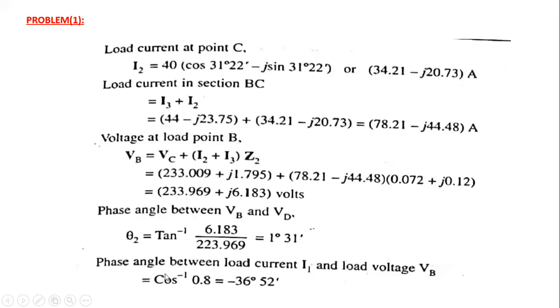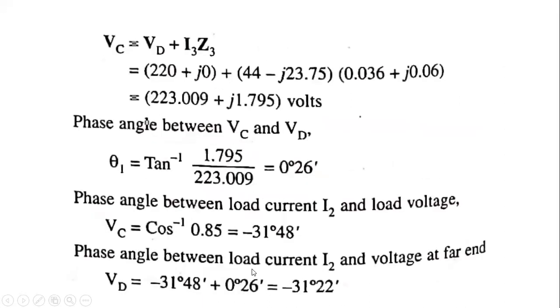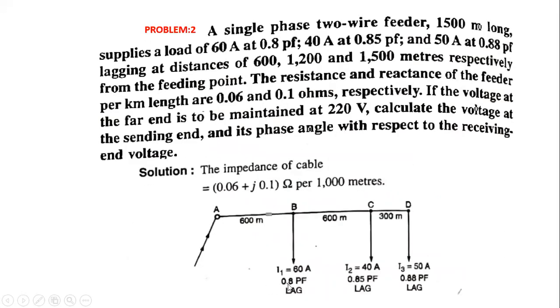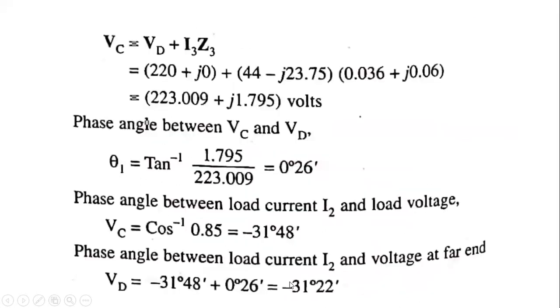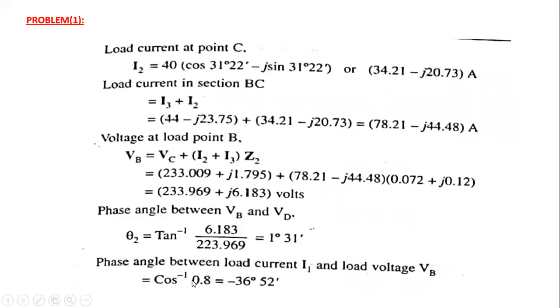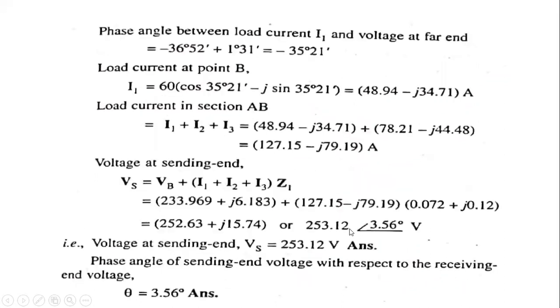Next we calculate the phase angle between the I1 current and VB. The power factor of I1 is 0.8. Then we obtain the phase angle, that is cos inverse of 0.8, which is equal to minus 36.52 degrees.